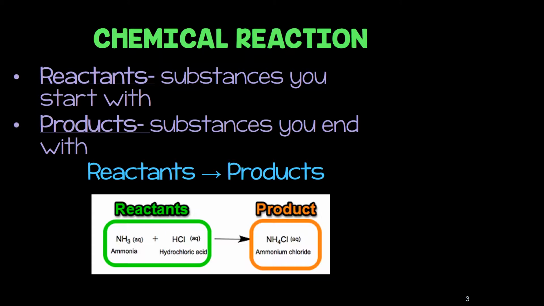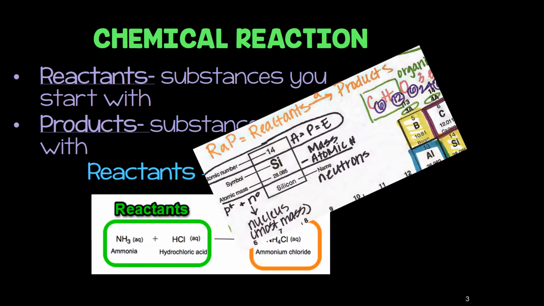A good strategy to add to your periodic table is the WRAP strategy. So find some blank space on your periodic table, write a capital R, a lowercase a, and then an uppercase P, draw an equal sign, and then write reactants, draw an arrow, and write products.